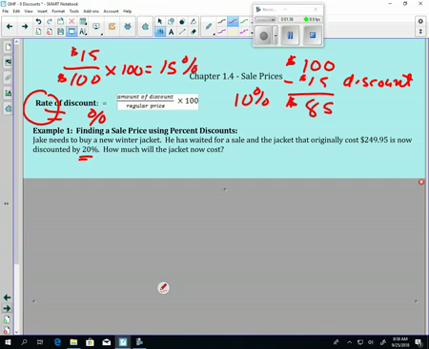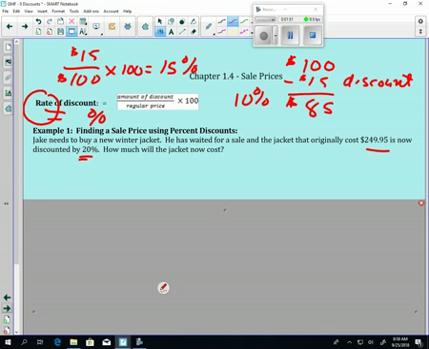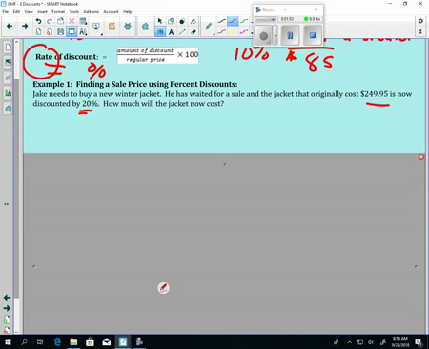So here we got Jake. He wants to buy a new winter jacket, and it went on sale. Original price was $249.95. Always a little bit less than $300 or $250, just to make it sound cheaper. And it's discounted by 20%. So first thing you do is take that 20% and change it to a decimal. Okay, everything in percents divided by 100, so it becomes 0.20.